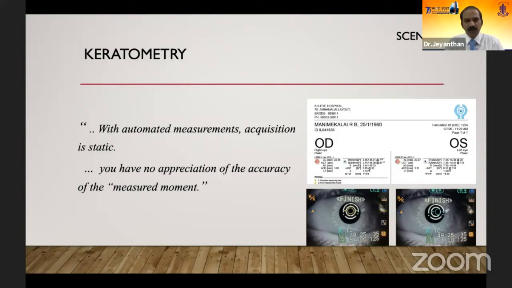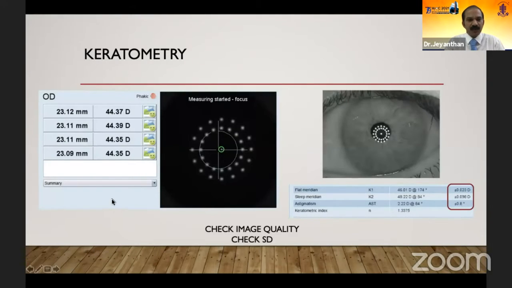Most of the time we do an automated measurement, and with automated measurements the acquisition is static. You have no appreciation of the accuracy of the measurement. Most of the time a printout comes to us, we see the value and implant an IOL, but we need to validate the measurement before we implant the IOL. For instance, as an instrument operator, in the first image the image is very clear and the keratometry values are absolutely repeatable.